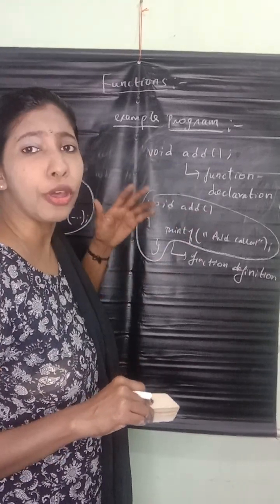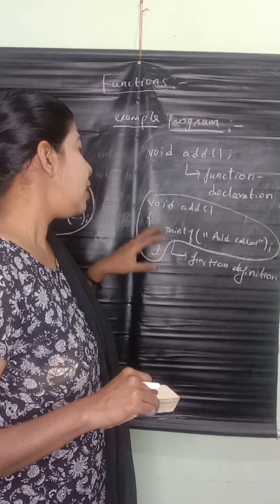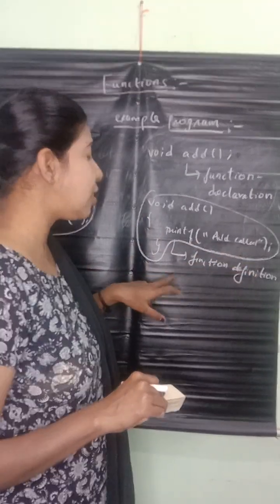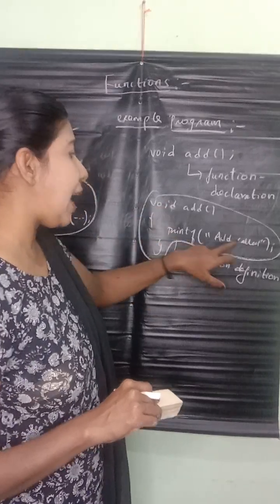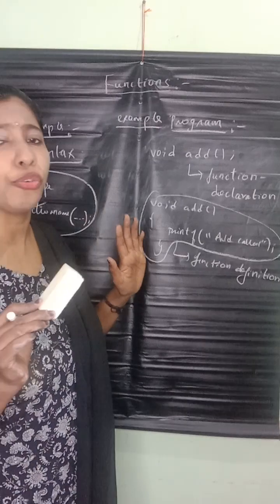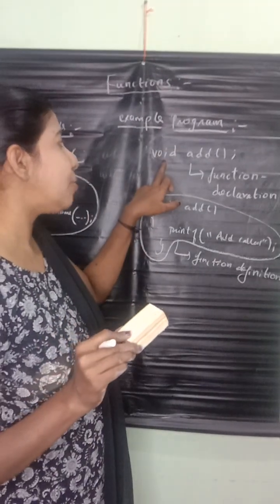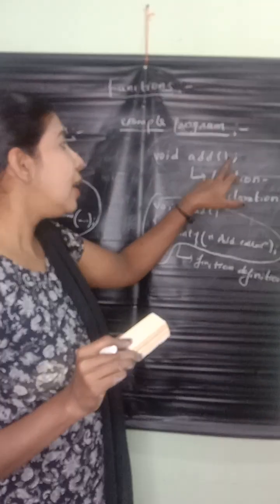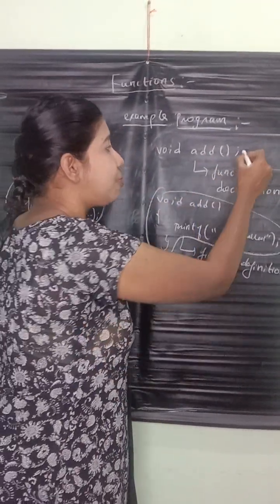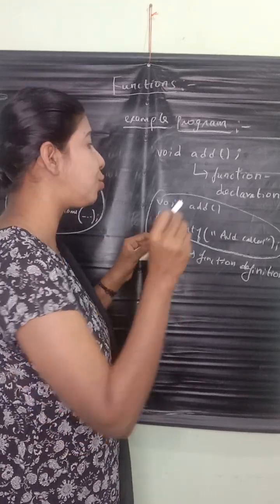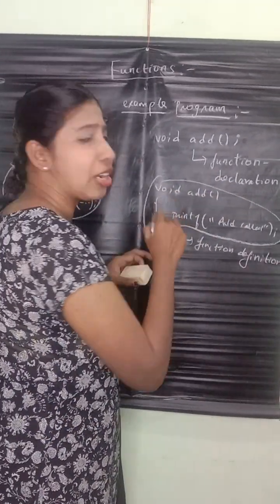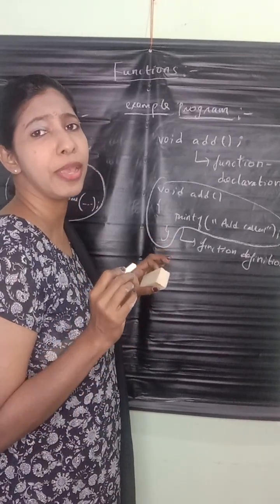You are giving the details about the function, printf add called, and here the message is passed. What is the output of this? Add called. So let us see the program. Make a note of it, very important. Void is nothing but the return type. Add is the function name, and you put the opening bracket and closing bracket. This is your parameter list. With a semicolon it is called function declaration. When you remove the semicolon, you are elaborating your function, which is called function definition. Make a note of it.